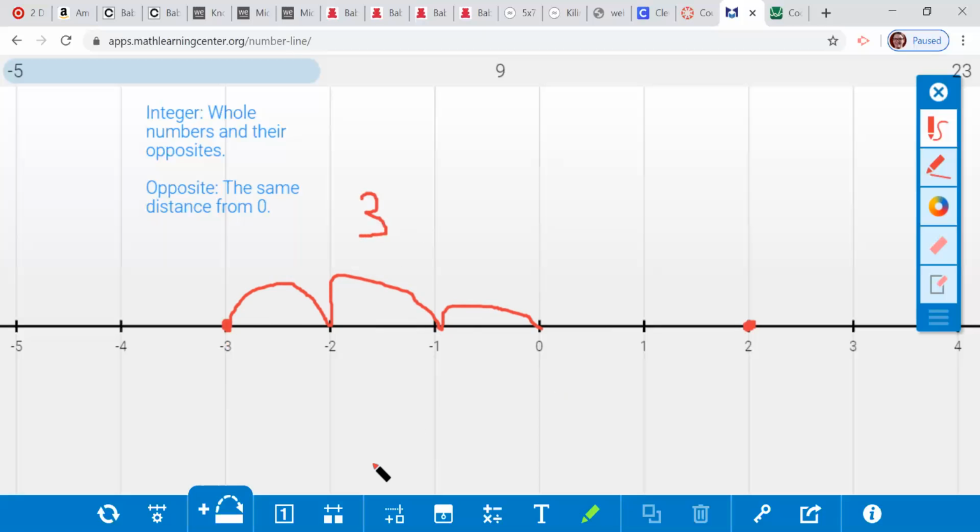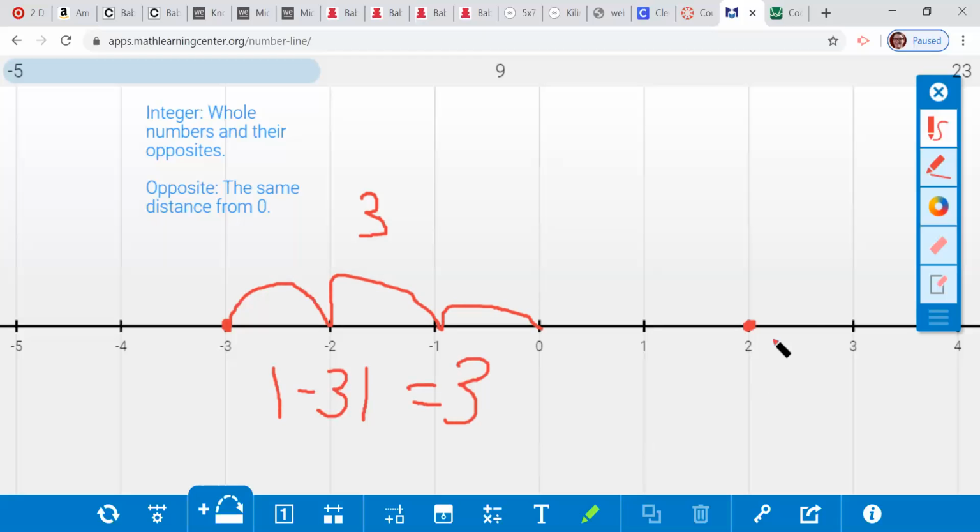We have another strategy we can use, and you might remember it from earlier this year. It's called absolute value. Our absolute value signs look like two straight lines around our integer. And when we take the absolute value of a number, we're finding its distance from 0. We're also finding its positive integer. So the absolute value of negative 3 is 3. Remember, absolute value is the distance from 0, and distances must be measured in positive numbers.